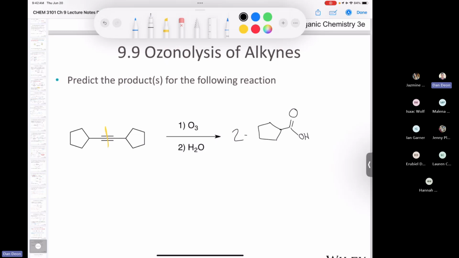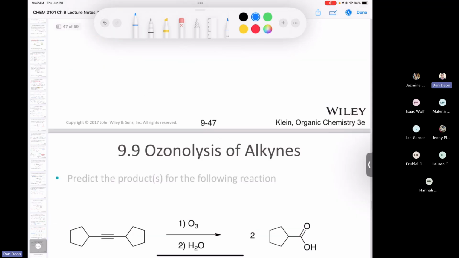Again, no mechanism required for this one. Everybody with me on the idea of ozonolysis of an alkyne? Is anyone? There we go. All right, so I'll write here for you: no mechanism for this guy. So don't even worry about a mechanism for that reaction.